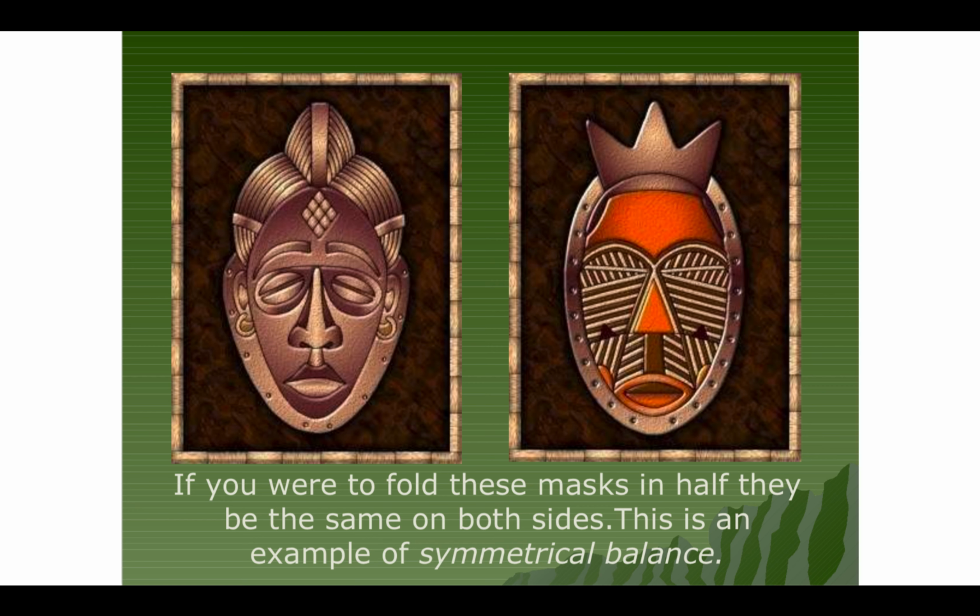So if you were to fold these masks in half, they would be the same on both sides. This is an example of symmetrical balance. So if I drew a line down the middle, it would be the same on the right-hand side as it is on the left. This is symmetrical balance. It is symmetrical on each side.